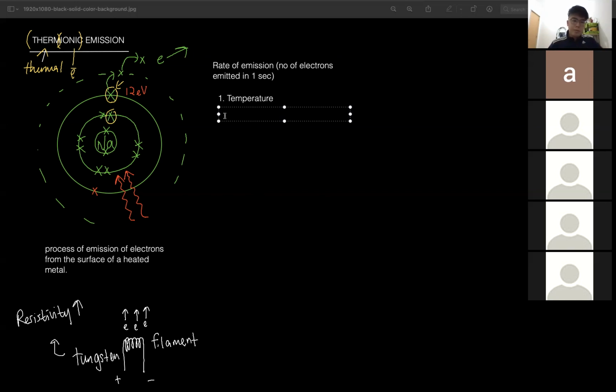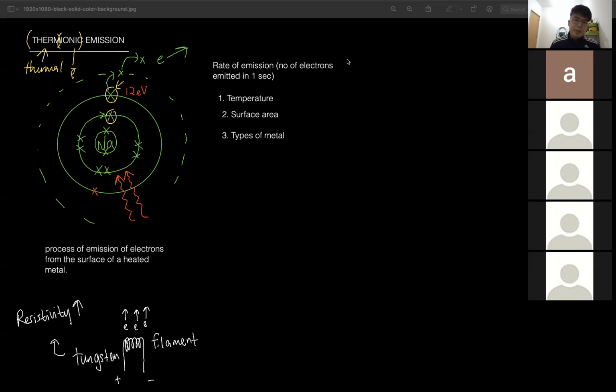Number 2, surface area. The surface area of the metal. The larger the surface area, you heat it, more electron can be emitted. Number 3, this one is the types of metal. Remember I said types of metal. Some metal, they have weak attraction forces. Some metal, they have very strong attraction forces.